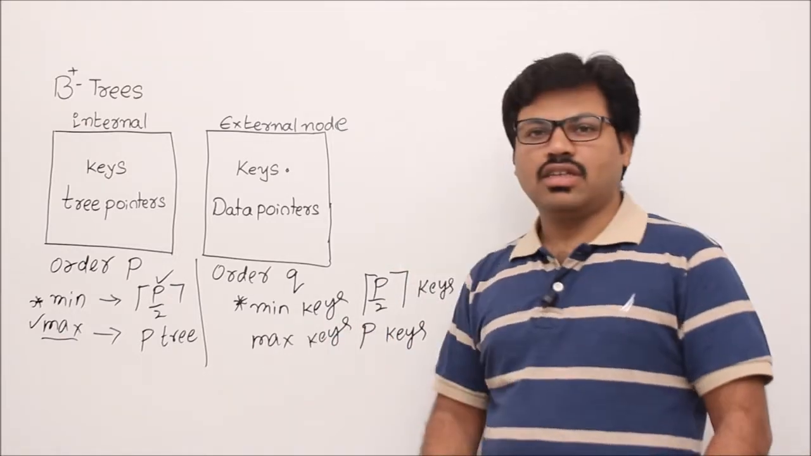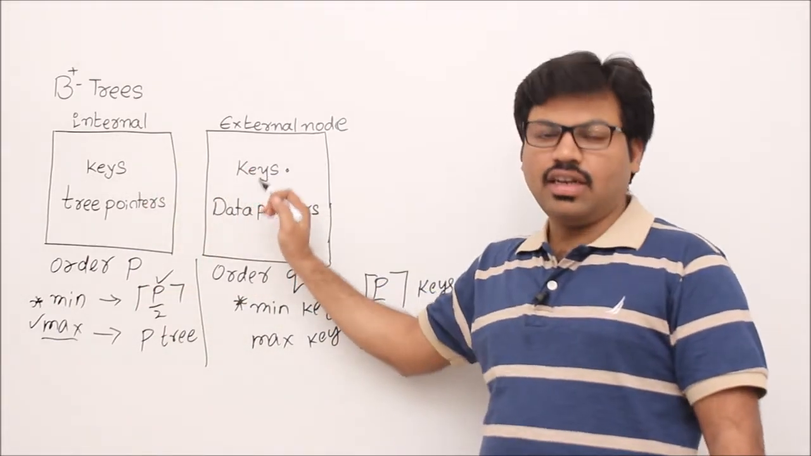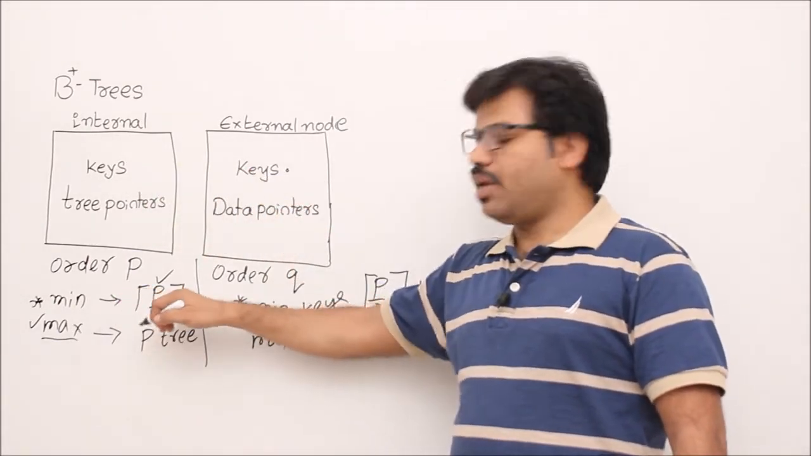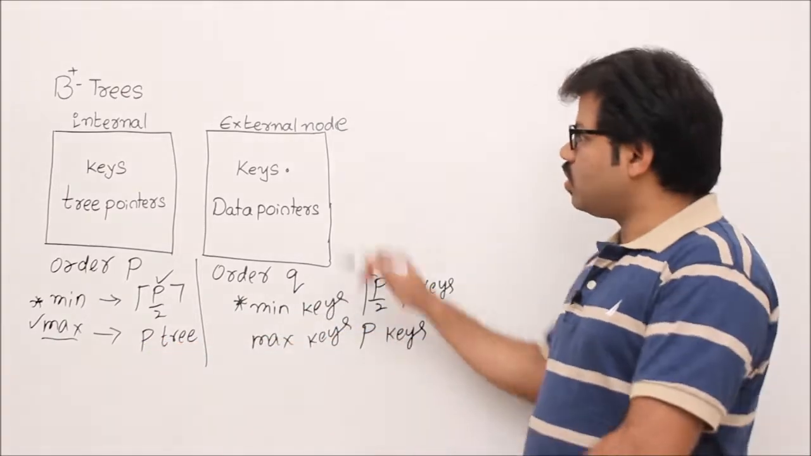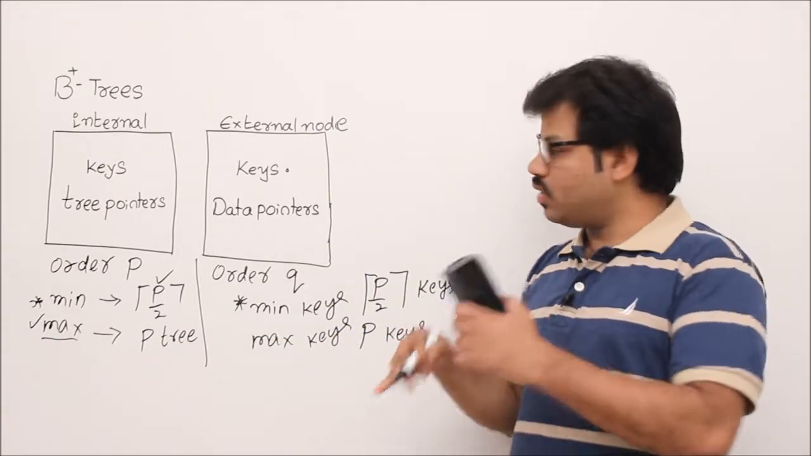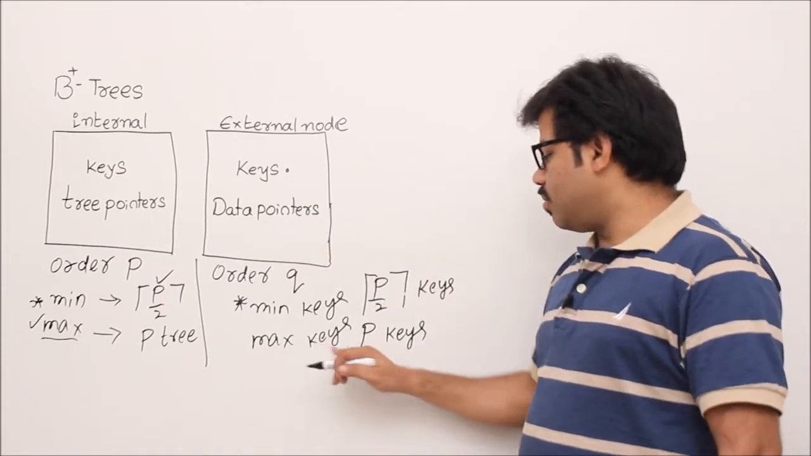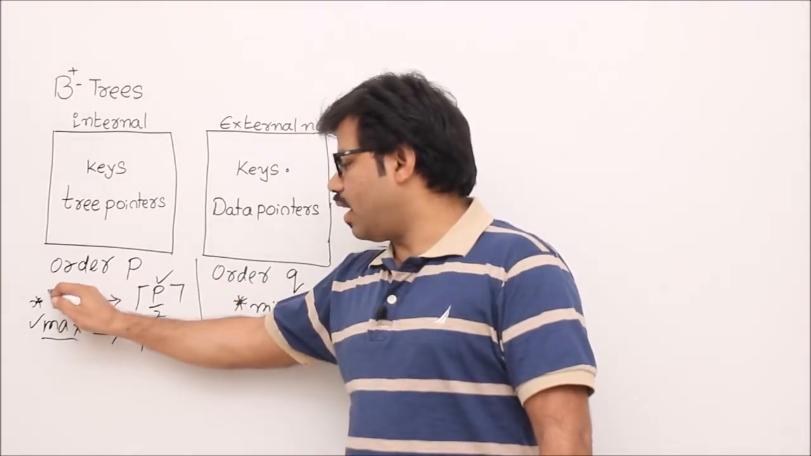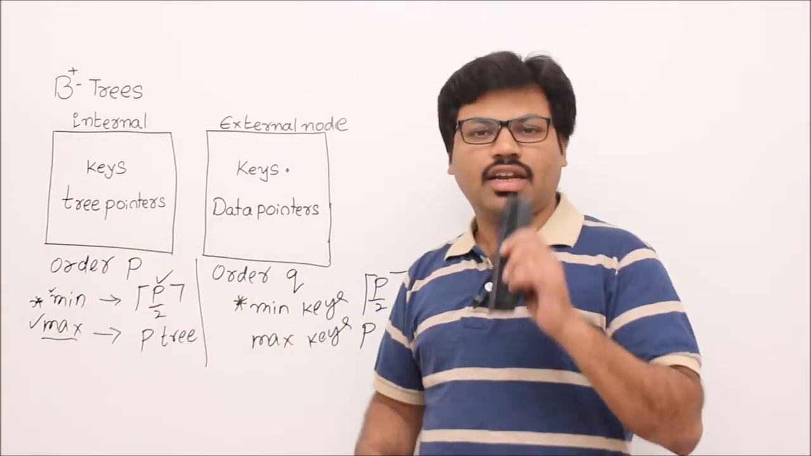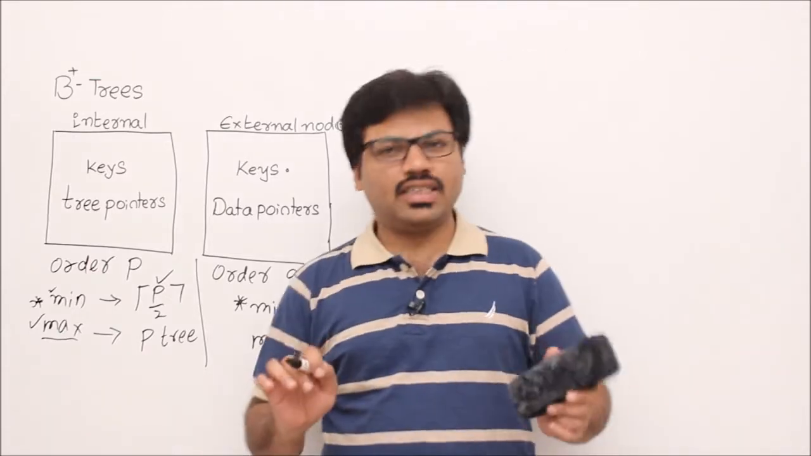Now let's summarize. You have two kinds of nodes: one is internal, the second one is external. In internal nodes, minimum p by 2 pointers, maximum p pointers. When it comes to external nodes, we should talk about keys: minimum p by 2 keys and maximum p keys. In both cases, there is a minimum condition only for nodes other than root. Root doesn't have any such thing. Apart from that, everything is the same.